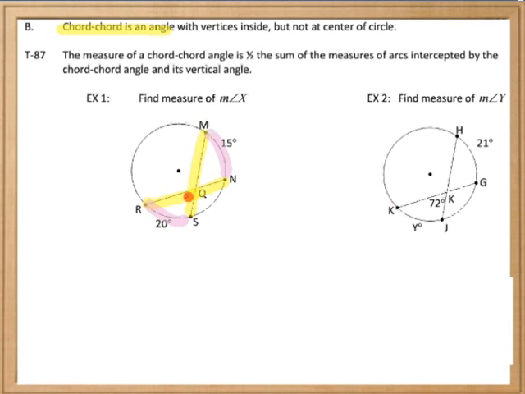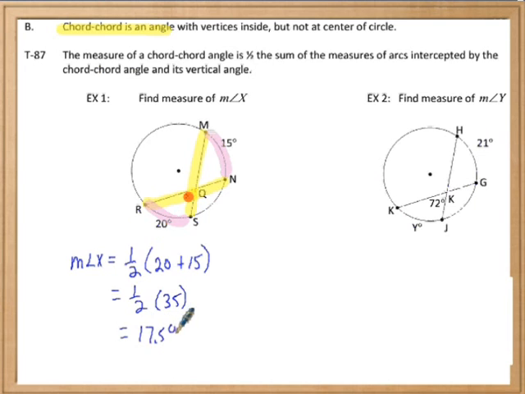So here's how it looks when we write it out in equation form. The measure of angle X is equal to 1/2 times 20 plus 15. Go ahead and finish computing. We get 35, and we get 17.5 degrees.